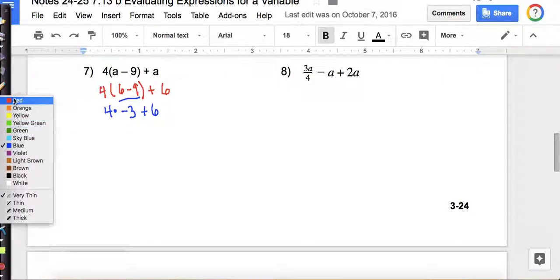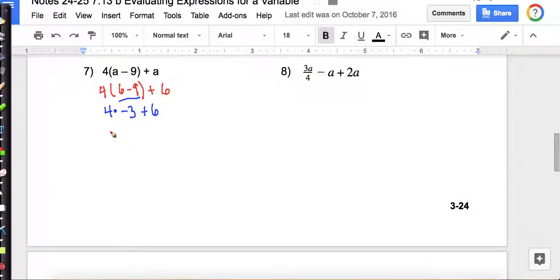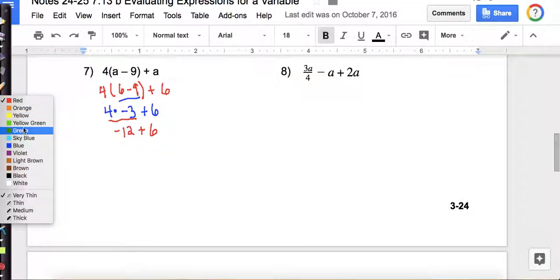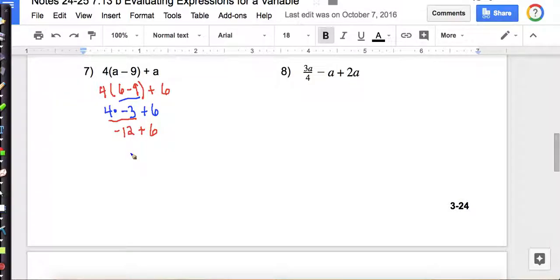So now I'm going to look for exponents. I don't see anything, so multiplication or division from left to right. And I notice I see multiplication. So 4 times -3 is -12. Bring down the plus 6. And now I only have one step left, so I have no choice but to add. So -12 plus 6 is -6.